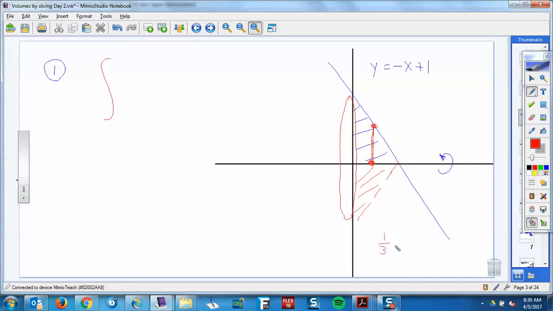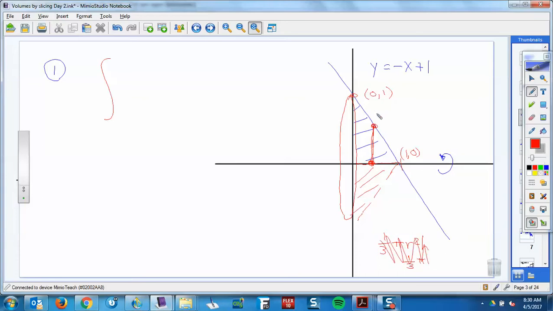A cone is 1/3 pi r squared h. We've already done that. Well, this would be a cone that has a height of 1, and a radius of, what's this point up here? Is that 0, 1? And this point is 1, 0, right? So this is going to have a radius of 1, and a height of 1. So this is going to be 1/3 pi. We know that. It's a geometric shape. We know this should be 1/3 pi when we get done.